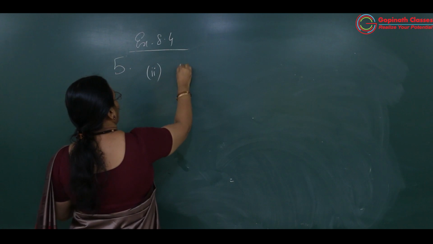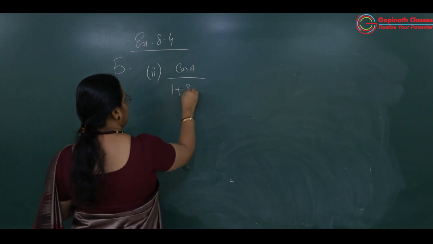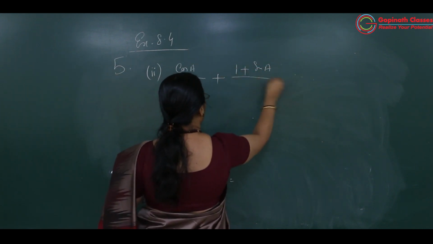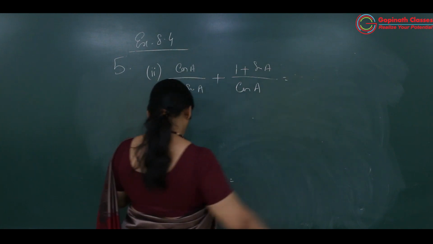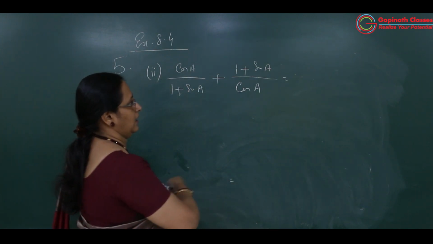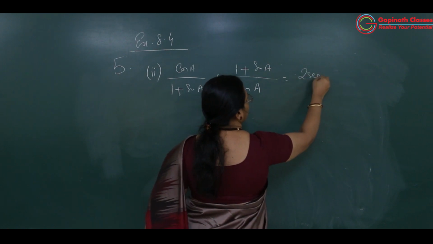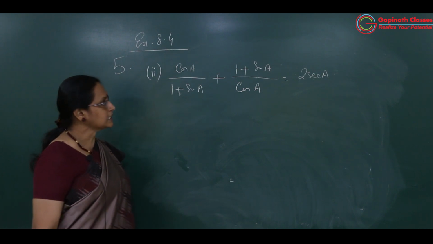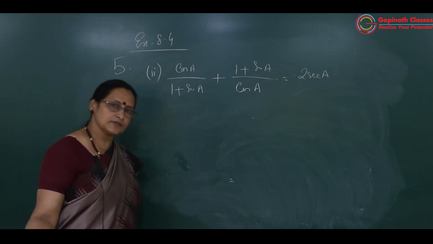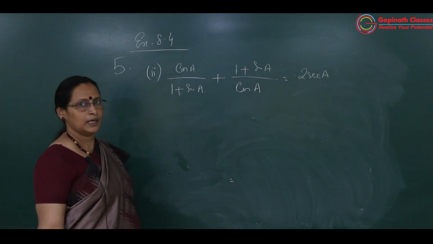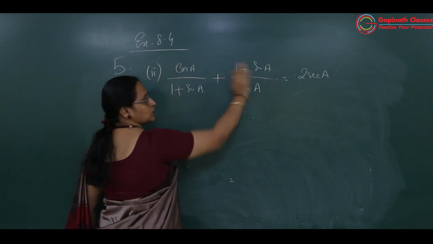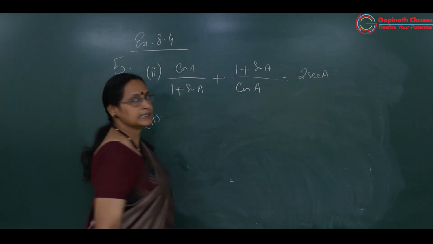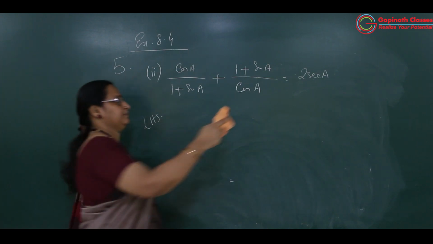Look at the LHS. Cos A upon 1 plus sin A plus 1 plus sin A upon cos A. You have to prove 2 sec A. Okay. Let us take only the LHS. Look at the LHS. There is nothing to change in the LHS. It is in terms of sin and cos, which is the simplest form. In that case, this is also fraction form, this is also fraction form. Obviously, we will go for LCM. So, LHS we will take and let us go for LCM.